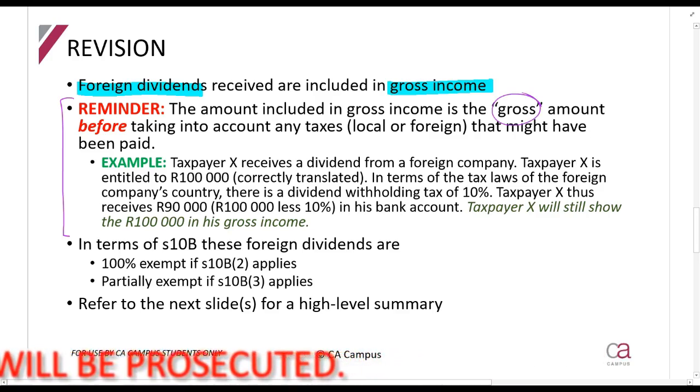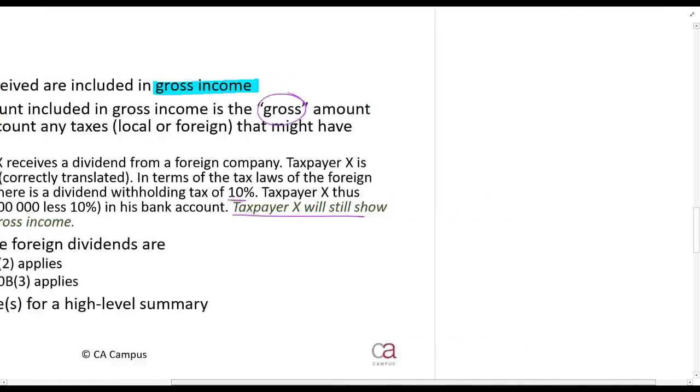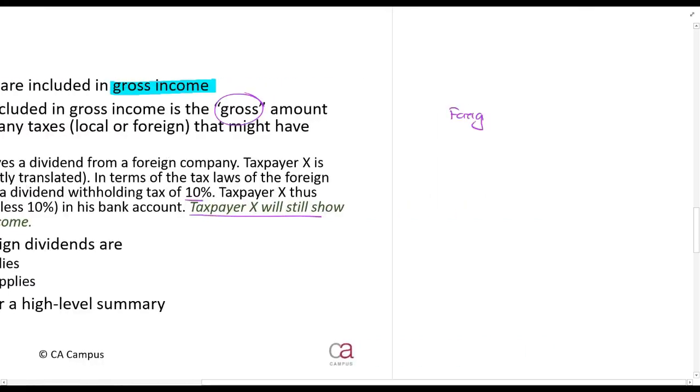So for example, taxpayer X receives a dividend from a foreign company. Taxpayer X is entitled to 100,000 rands. In terms of the tax laws of that foreign company's country, there's a dividend withholding tax of 10%. So this means that taxpayer X will receive 90,000 rands in his or her bank account. What's important is that taxpayer X will still show the 100,000 rands in gross income. So you'll say foreign dividend, 100,000 rands, and not 90,000 rands, the amount after tax. Yes, that's what you received, but we always include the full amount.